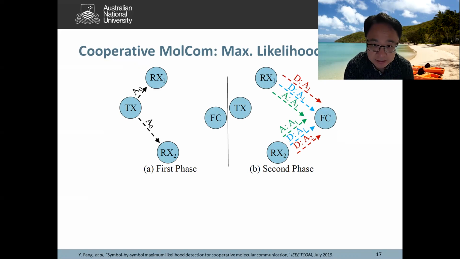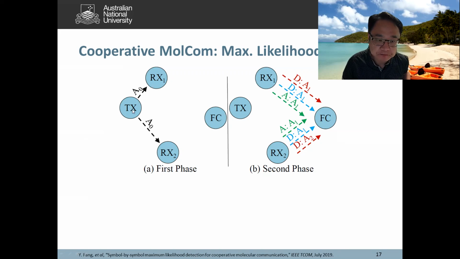Again, in the system model, we can see a similar system model where we have a transmitter and a number of receivers, but in this figure, we just use an example of 2. But in the paper, we can see multiple receivers, and then we consider the fusion center. Again, the communication can be divided into 2 phases. One is the first phase, and one is the second phase.